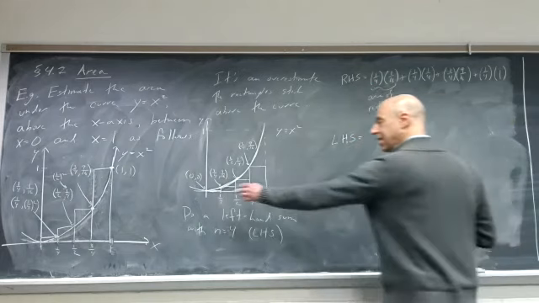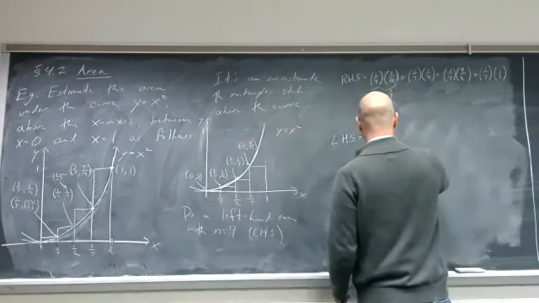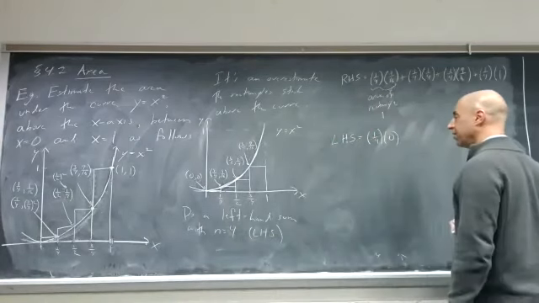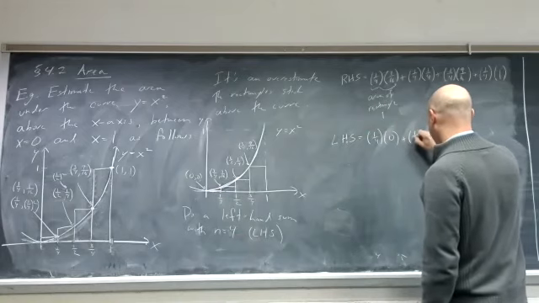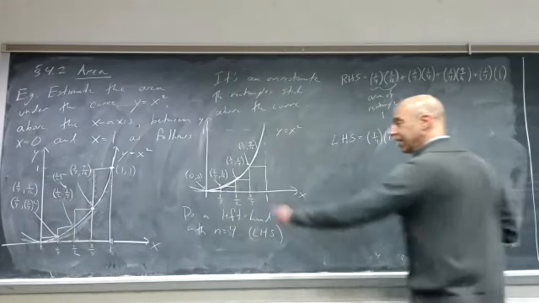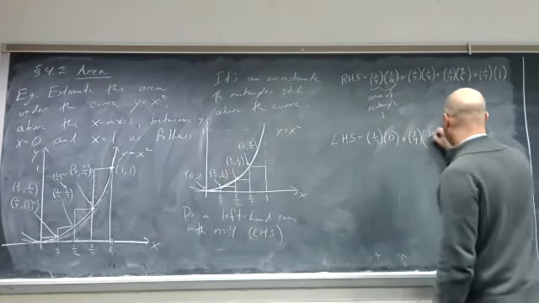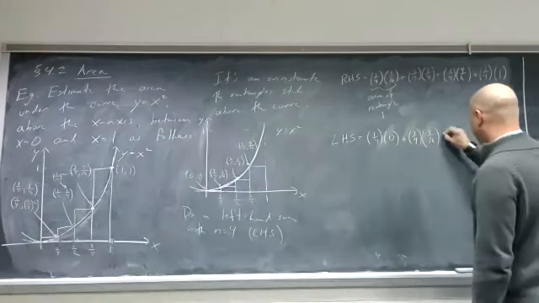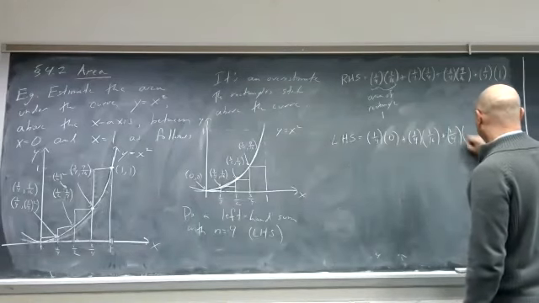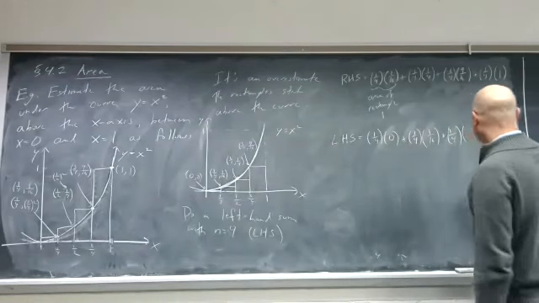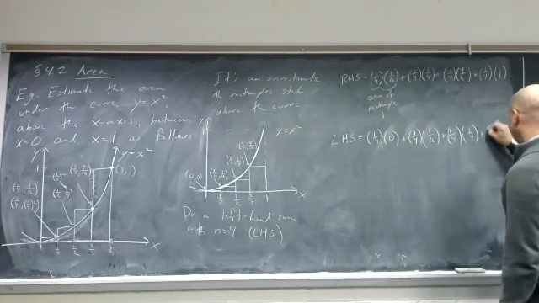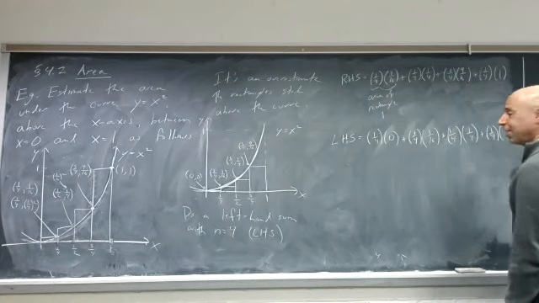So first rectangle with width 1/4, height 0. Second rectangle, they all have width 1/4, height 1/16. Third rectangle, width 1/4, height 1/4. Fourth rectangle, width 1/4, height 9/16.